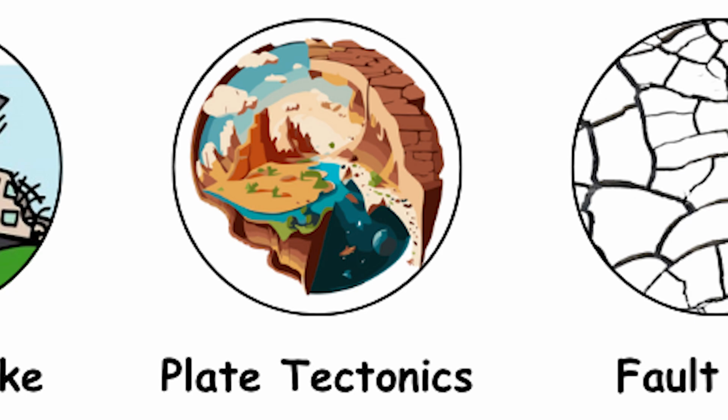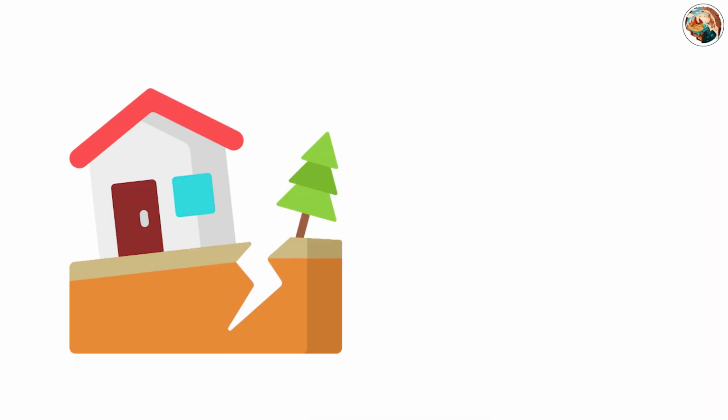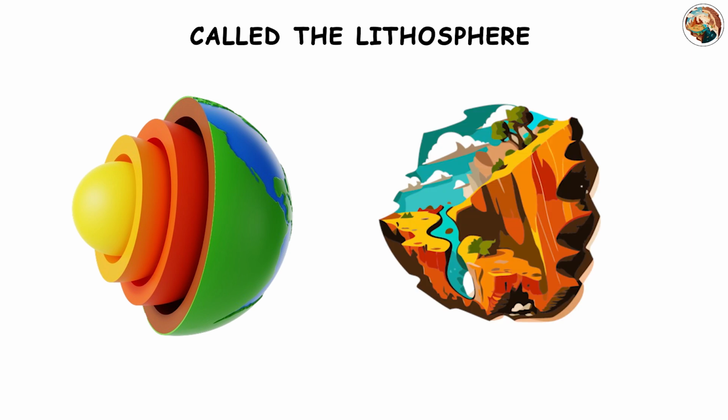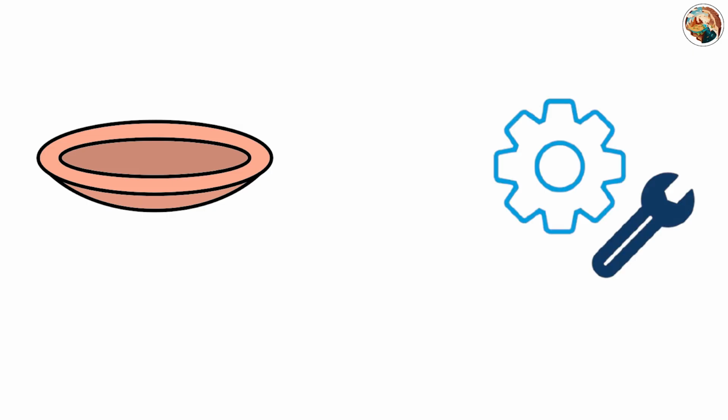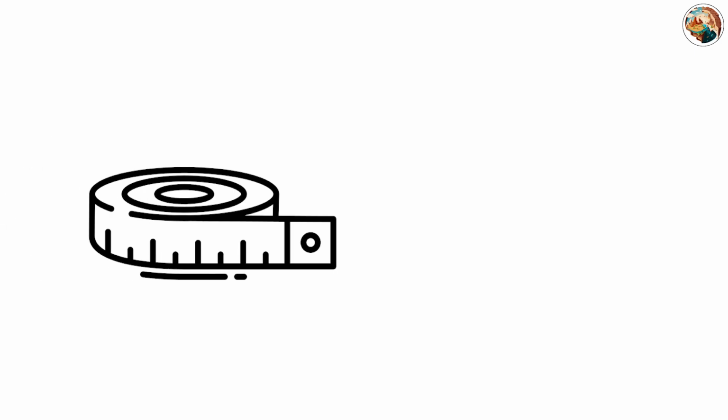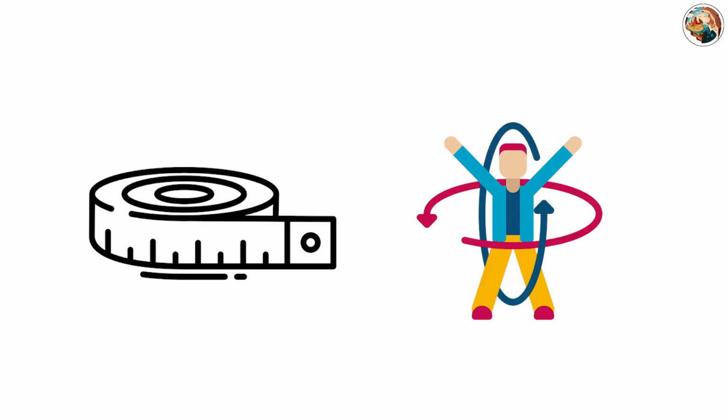Plate tectonics, the driving force. To understand why earthquakes happen, we need to look beneath the surface at the structure of our planet. The Earth's outer shell, called the lithosphere, is broken into large sections known as tectonic plates. These plates float slowly on a softer, partially molten layer beneath them called the asthenosphere. The plates move only a few centimeters per year, but over time their movements add up.